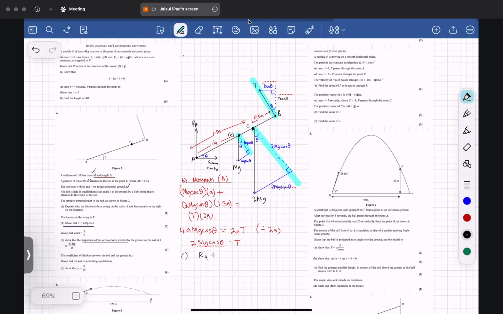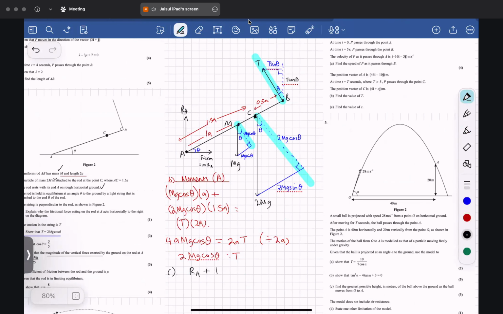Okay. Going up is T cos theta. And also R directly up. Does that make sense? RA and T cos theta. And what about going down? 3mg. Yep. Good.